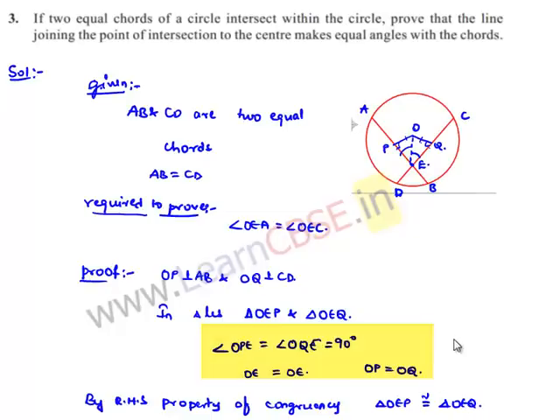We know that when two triangles are congruent, then their corresponding angles and corresponding sides will be equal. So here we can equate angle OEP is equal to angle OEQ. This is the required proof for us. That implies this can be further written as angle OEA is equal to angle OEC. So this is the required proof for us, and it is hence proved.